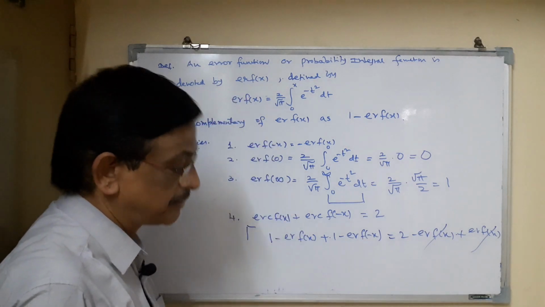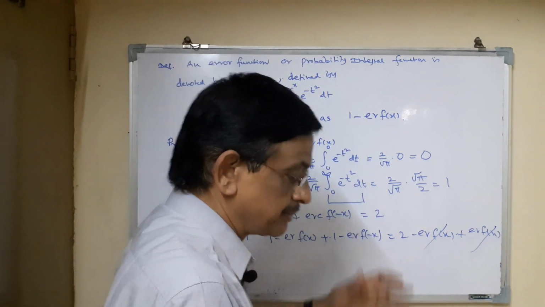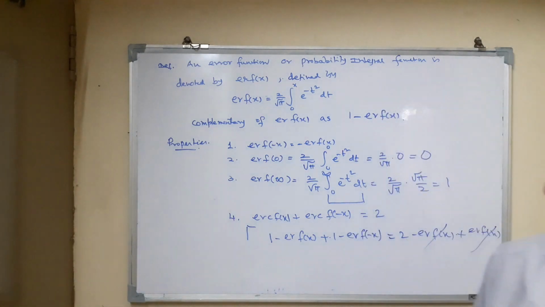Now there are some other important issues on this, but we are not concerned with this. What is the connection between beta and gamma? That can be done in the later lectures.